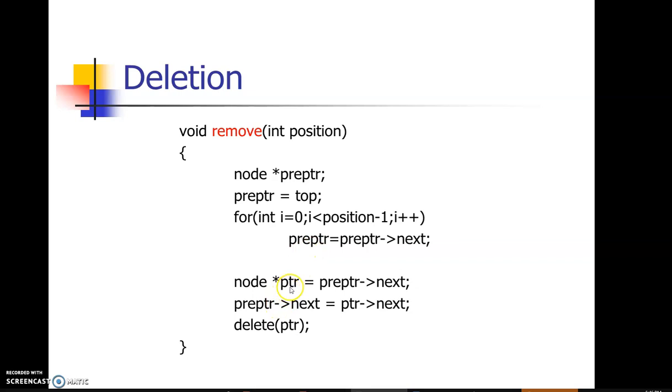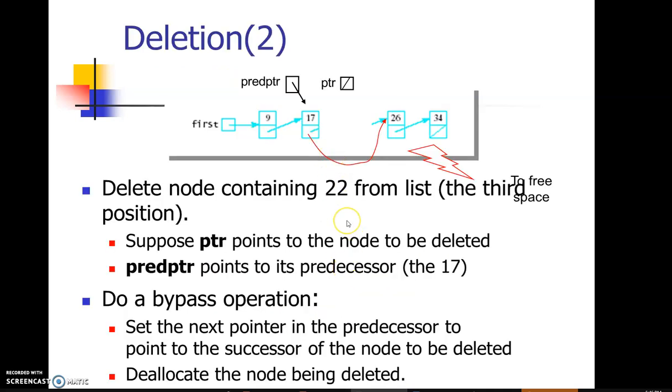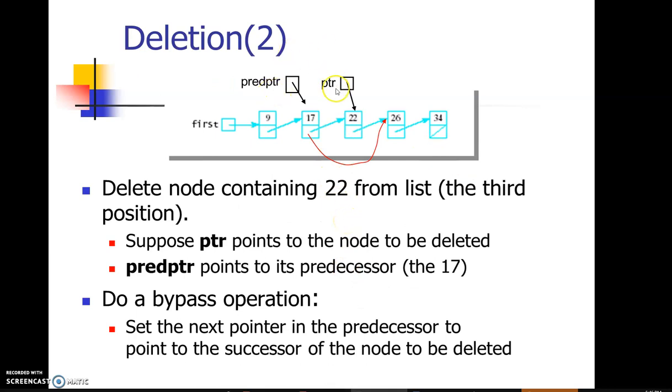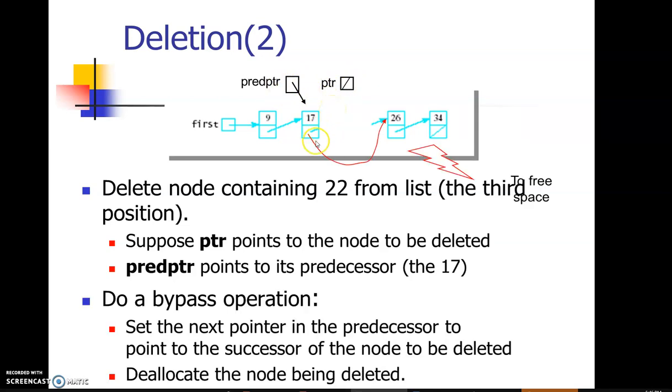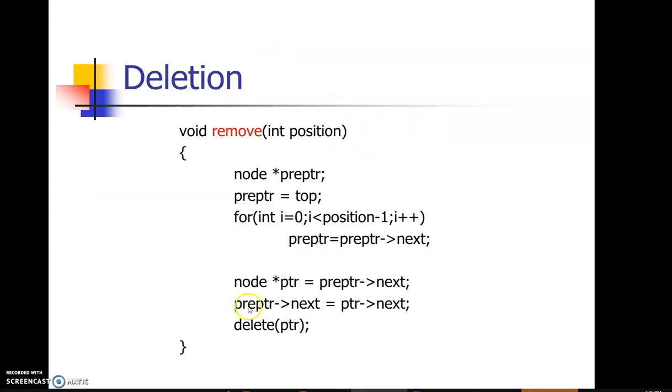Then what we need to do is use that pre-PTR location, create a PTR equals to pre-PTR next, which gives you the idea of the pre-PTR and PTR. So we will have these two pointers available. And then what we need to do is form that red line, which makes pre-PTR next equals to PTR next over here.